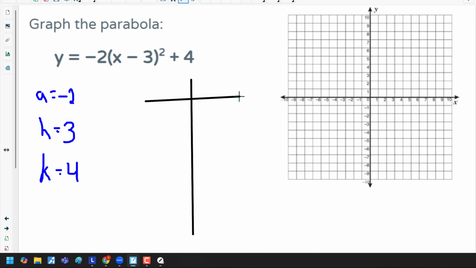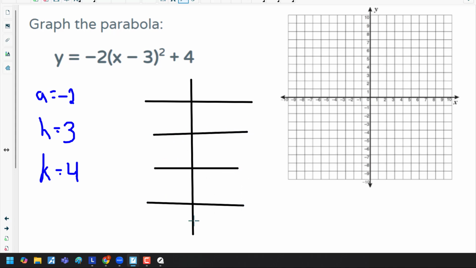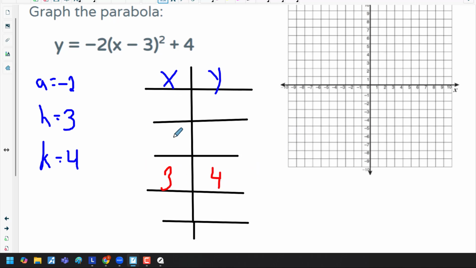Make that table of values now. We know we want 5 points, so 1, 2, 3, 4, 5. That's Y. The middle points are always going to be H and K, so 3 and 4 in this case. And then we're going to do 1 above, 1 below, and then 2 above, 2 below, so +1, +2, -1, -2. Those are my X values, 5, 4, 3, 2, 1.